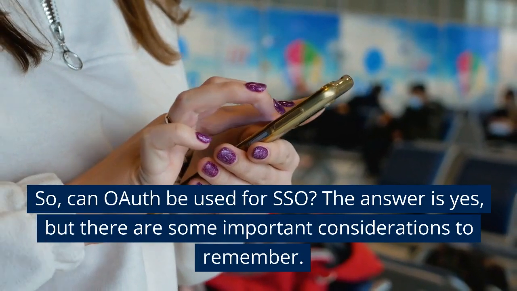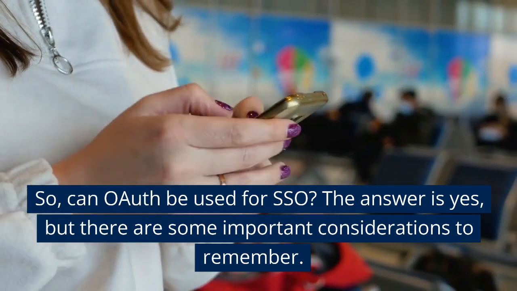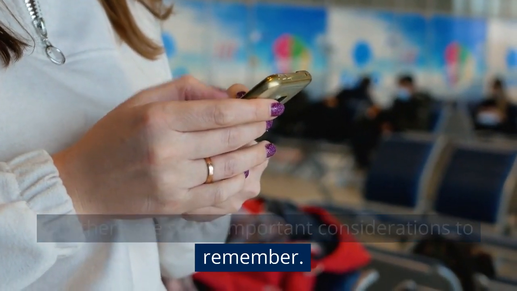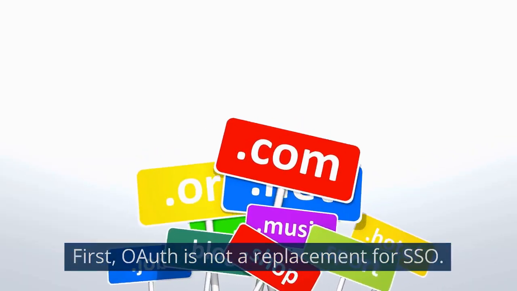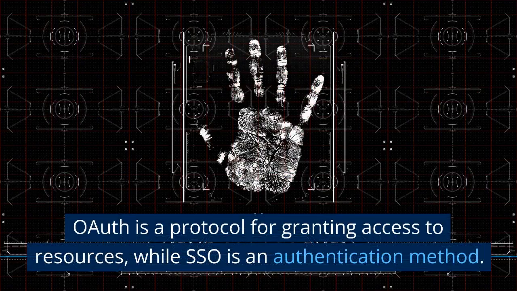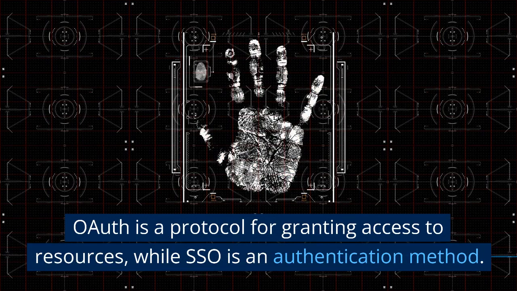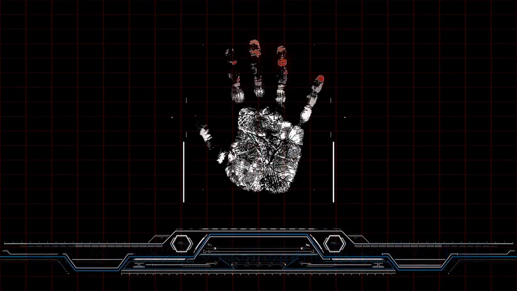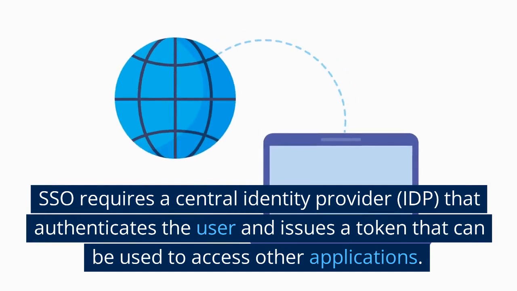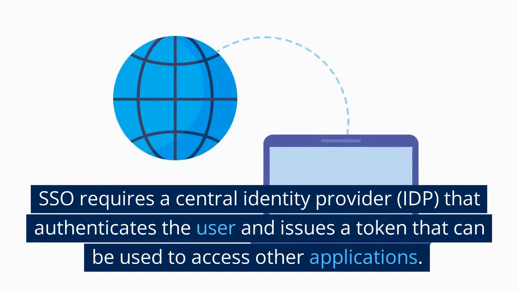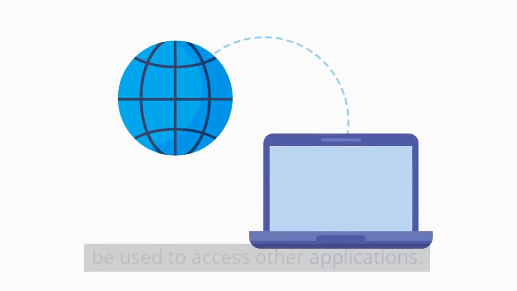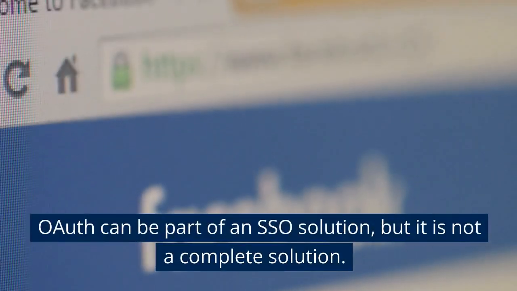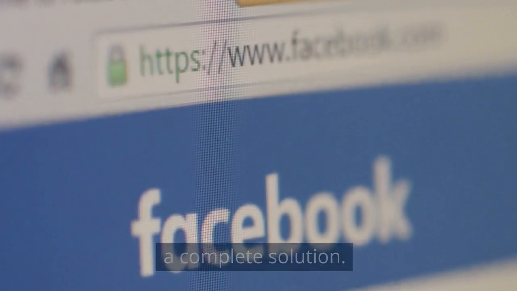So, can OAuth be used for SSO? The answer is yes, but there are some important considerations to remember. First, OAuth is not a replacement for SSO. OAuth is a protocol for granting access to resources, while SSO is an authentication method. SSO requires a central identity provider, IDP, that authenticates the user and issues a token that can be used to access other applications. OAuth can be part of an SSO solution, but it is not a complete solution.